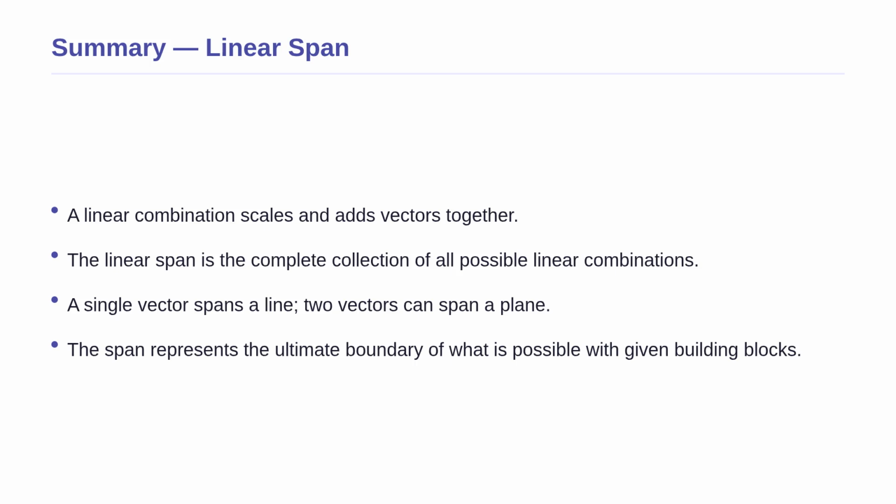We have covered a lot of ground today, so let us review the key takeaways. First, we learned that a linear combination is the process of scaling and adding vectors together. Second, the linear span is simply the complete collection of all those possible combinations. We saw that a single vector spans a straight line, while 2 vectors can span a flat plane. Finally, we learned that the span represents the entire mathematical space those starting vectors can build. You now understand the fundamental boundaries of vector spaces.